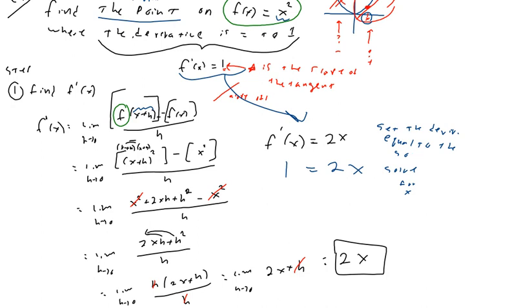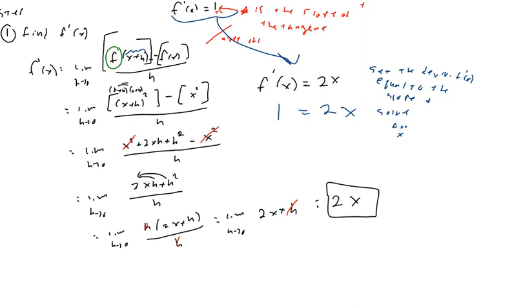Equal to the slope. Set the derivative equation, f prime of x, equal to the slope that we want, and then solve for x. So that's how we figure out where the x value is, where the slope, the derivative, is equal to 1. Right? So there you go. Solve that, divide both sides by 2, and I get that x is equal to 1/2.